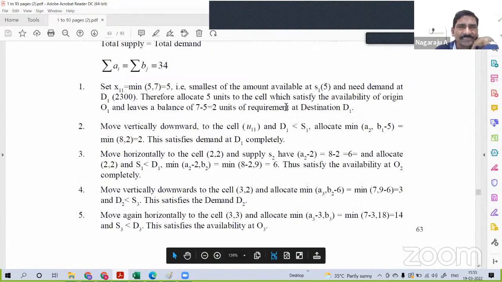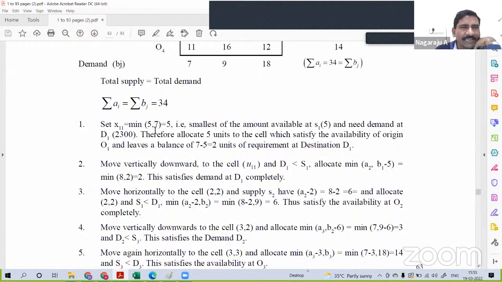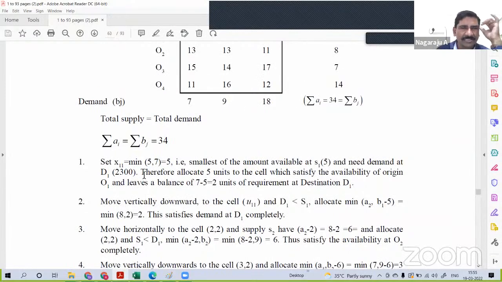Next it comes to the second box. We will write it theoretically; in the last class I explained it with the problem. Here theoretically also we should know that the minimum of 5 and 7 is 5. So the smallest of the availability at S1, which is 5, and the demand at D1, which is 7. Therefore the allocation of 5 units satisfies the availability of origin 1, and the balance is 7 minus 5, which equals 2 units of the requirement at destination D1.